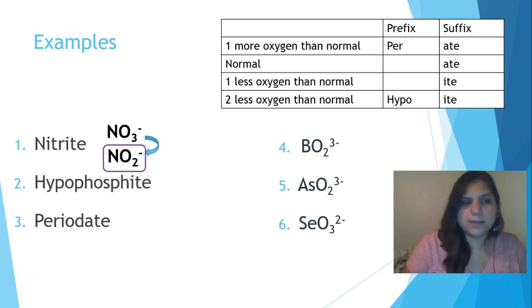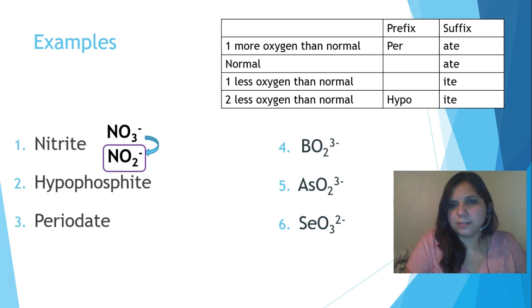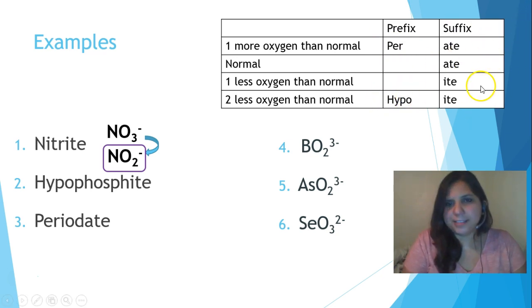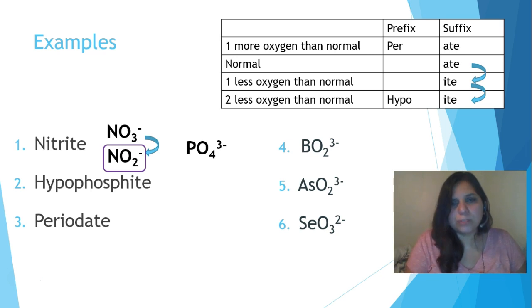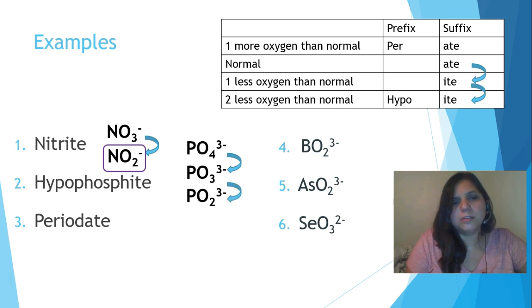Let's try another. We have hypophosphite. Okay, and let's see, where's hypophosphite? So that would be hypoite. If we're starting from 8, that would be 2 less than the 8 form. So let's figure out what the 8 form is. It's PO4 with a 3 minus charge. So that means we're going to remove 2 oxygens to get to hypoite. So 1 oxygen would be PO3, 2 oxygens would be PO2. And so hypophosphite would look like this.